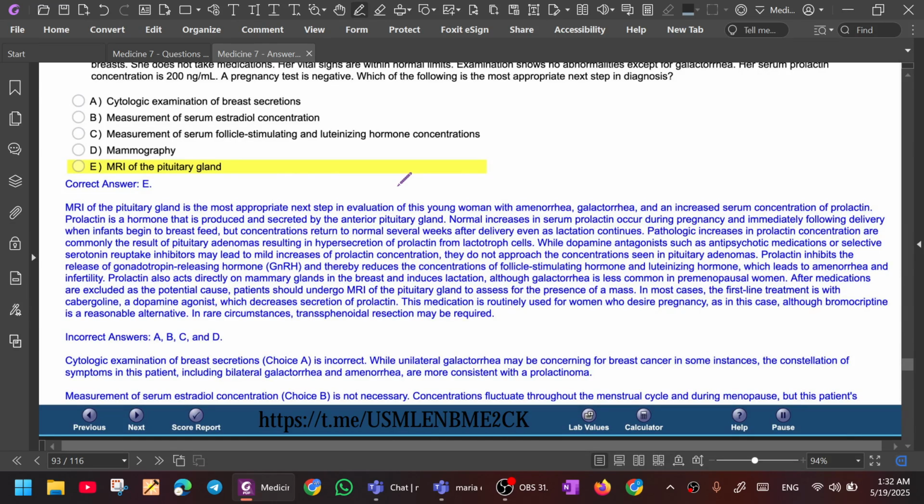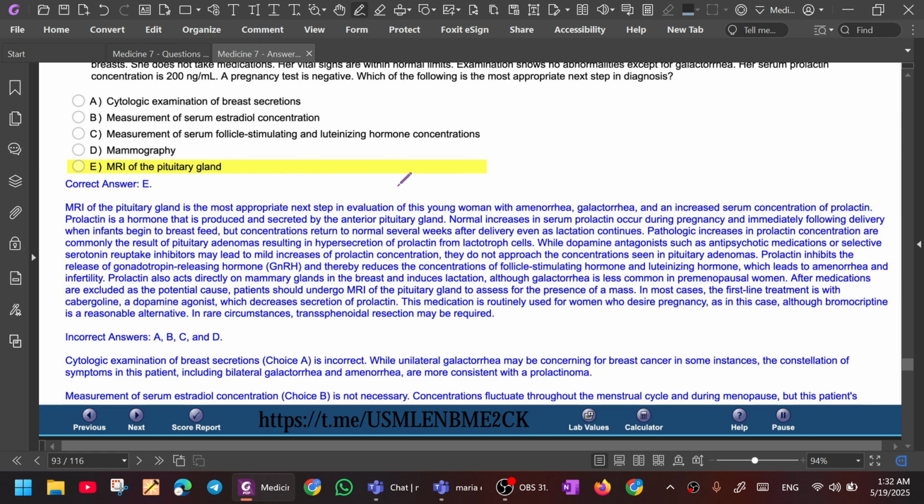MRI of the pituitary gland is the most appropriate next step in the evaluation of this young woman with amenorrhea, galactorrhea, and increased serum concentration of prolactin. Prolactin is a hormone that is produced and secreted by the anterior pituitary.